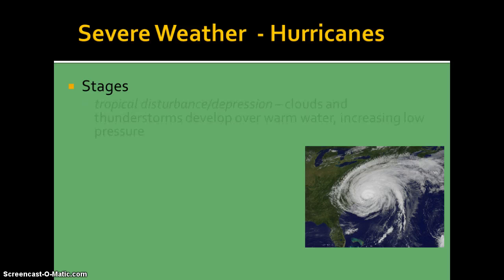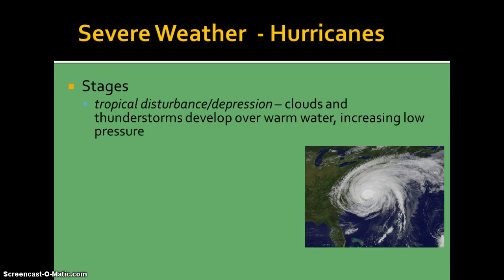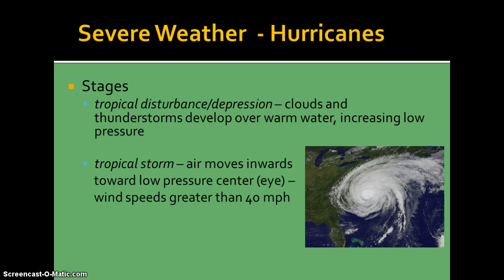So the stages of hurricane formation: you start off with that thunderstorm. We call those a tropical disturbance or depression. They're called depressions because of the lower pressure, and it's going to form over warm water. Once the pressure continues to drop and the air starts moving inward, because remember, air moves from high to low pressure, the storm is going to start to get that rotation and form that spiral shape that we usually associate with a hurricane.